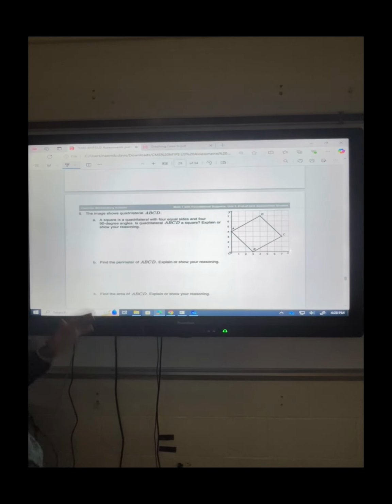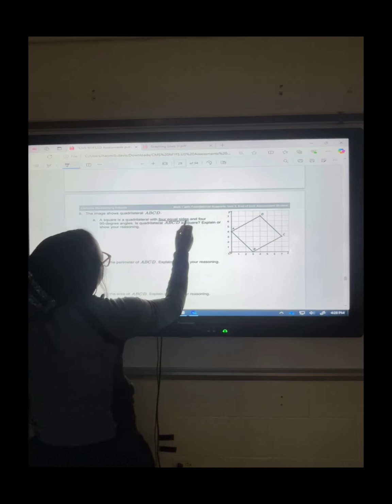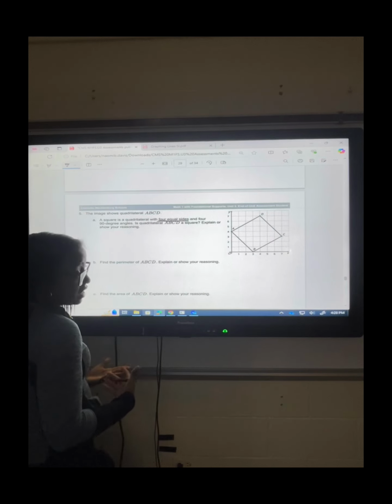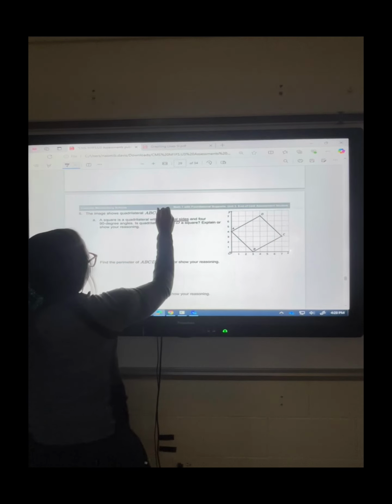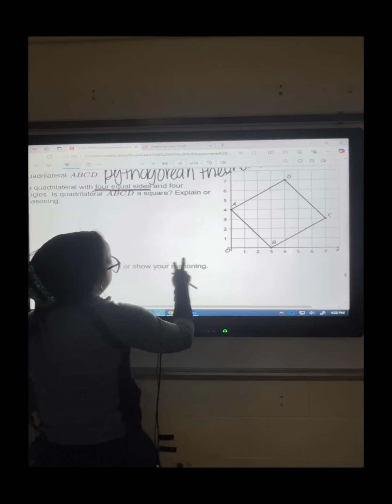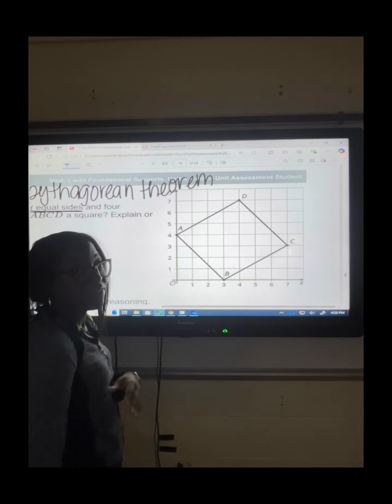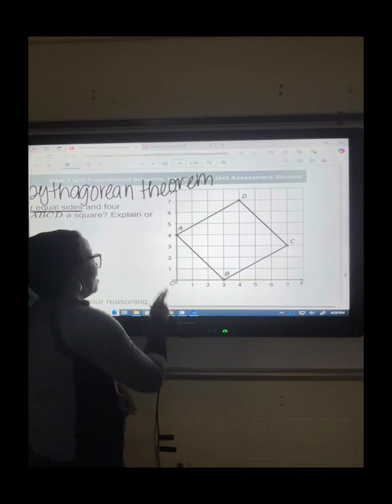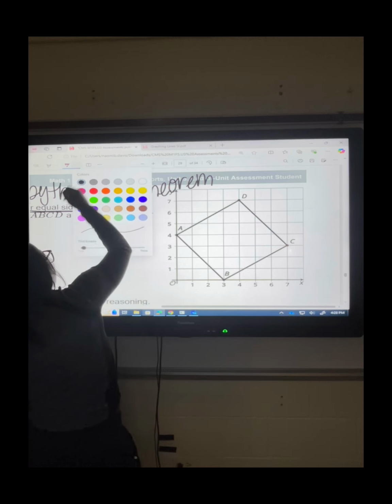So it's asking you, a square is a quadrilateral with 4 equal sides and 4 90-degree angles. Is the quadrilateral a square? So I really want to see the length of these sides. Now I know we didn't do this very much, but you're going to need Pythagorean theorem. How do you find the length? Now, am I going to go through and find the whole thing? No. Just listen. This is how you find the length.